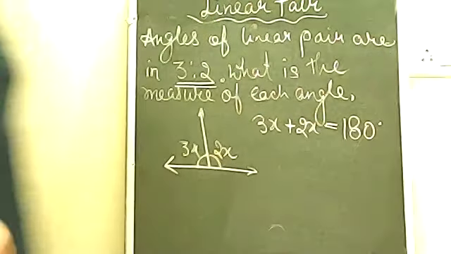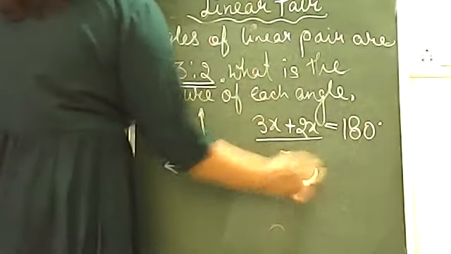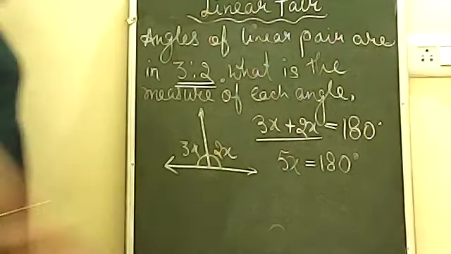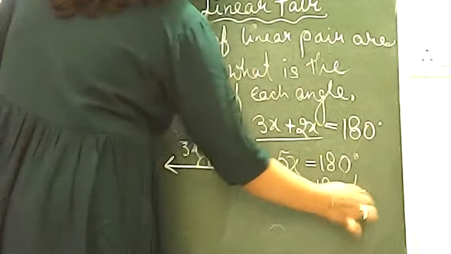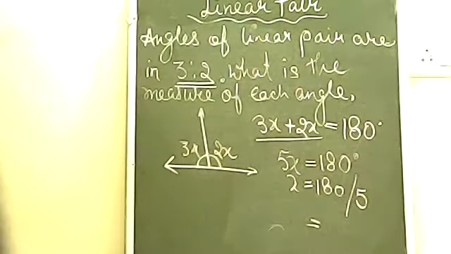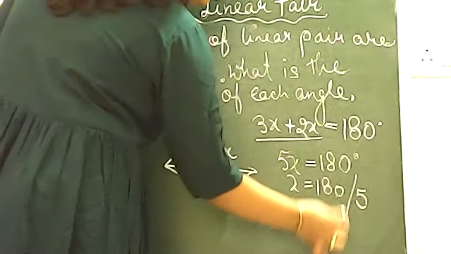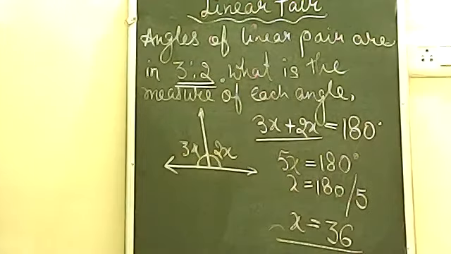As they give 180 degrees, let's add them. 3 plus 2 gives you 5x. 5x is equal to 180. So x is equal to 180 divided by 5. When you solve it, 5 3s are 15 and 5 6s are 30. The value of x came as 36.